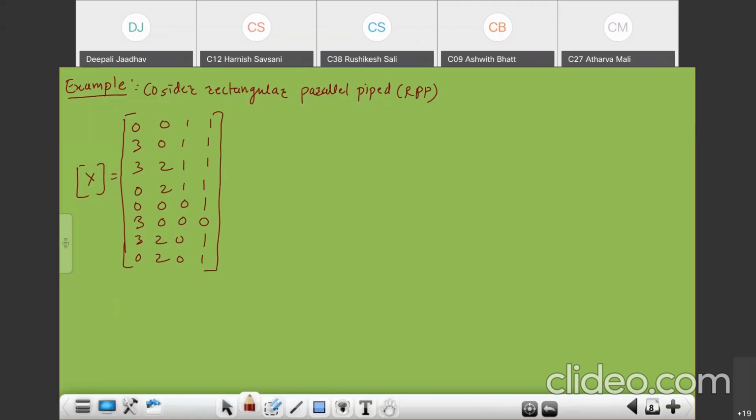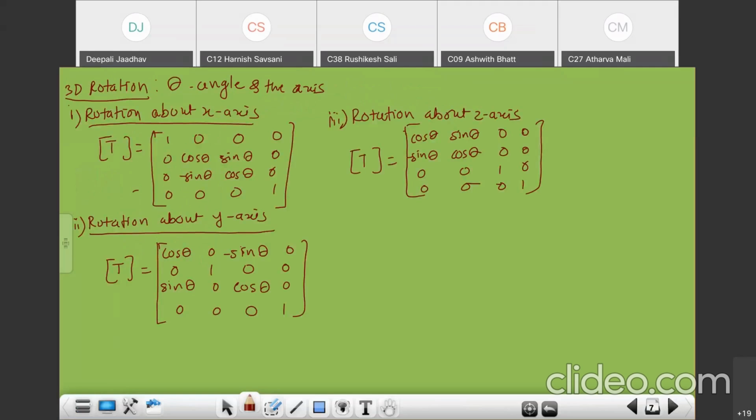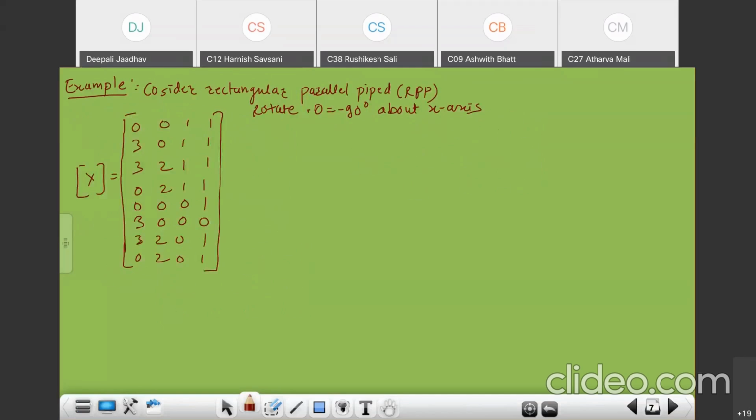Rotate by theta equal to minus 90 degrees about x. Here we need to multiply it with the transformation matrix. When we rotate about the x-axis, we need this transformation matrix, where cos theta means cos 90, sin 90, minus sin 90, and cos 90. So cos 90 is 0 and sin 90 is 1. So it's 0, 1, minus 1, and 0. Putting that value here, we write the transformation matrix.